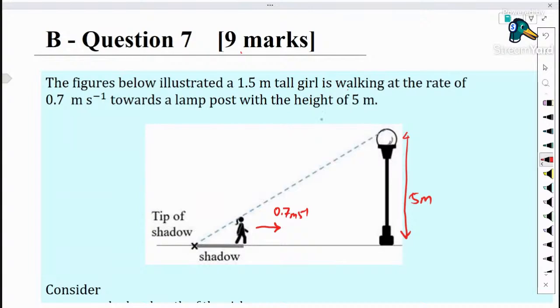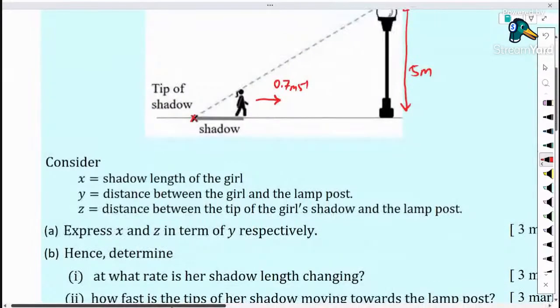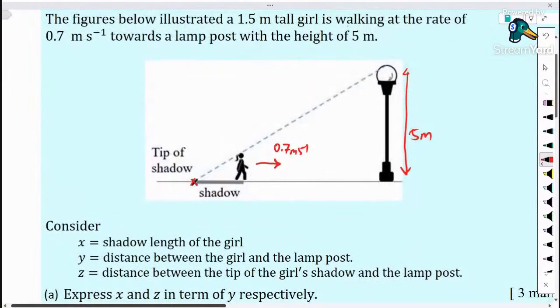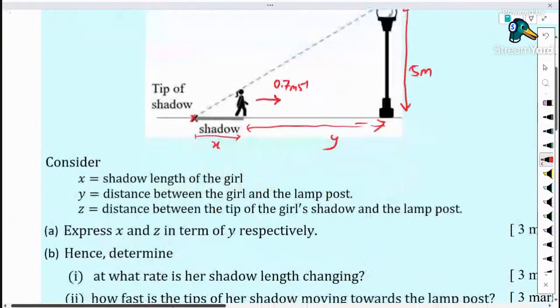This is the situation that is happening. In the diagram, you can see that there is a shadow, and this is the tip of the shadow. The tip of the shadow is formed from the light from the lamppost. Now let us consider the following situation. Let the length of the shadow be x. The distance between the girl and the lamppost is y. Then z is the distance between the tip of the shadow and the lamppost. That means these are x, y, z.